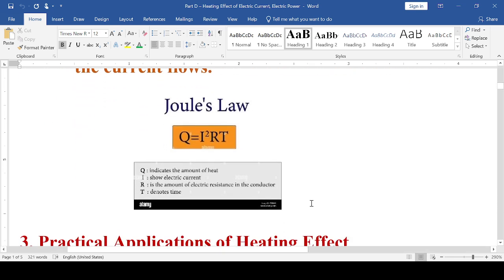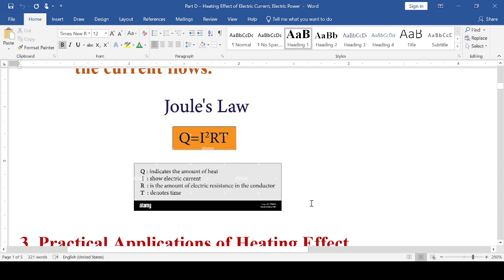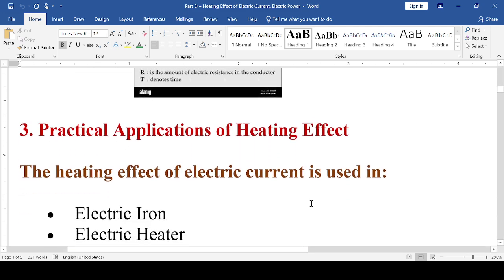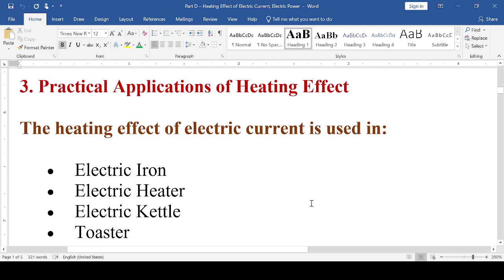So Joule's law is given by the formula Q equals I squared R T, where Q indicates the amount of heat, I is the electric current, R is the electric resistance of the conductor, and T represents the time.